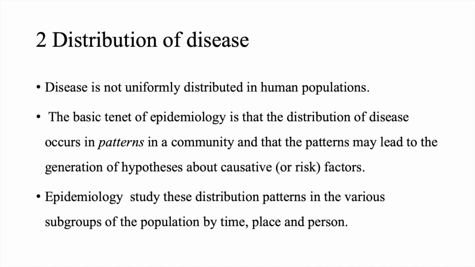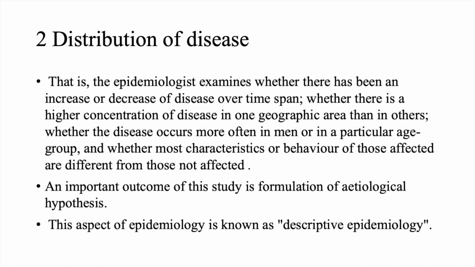Then second is the distribution of disease. Disease is not uniformly distributed in human population. The basic tenet of epidemiology is that the distribution of disease occurs in patterns in a community and that the patterns may lead to the generation of hypotheses about causative or risk factors. So, epidemiology studies these distribution patterns in the various subgroups of the population by time, place, and person.